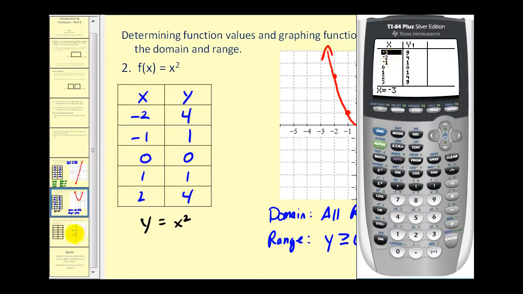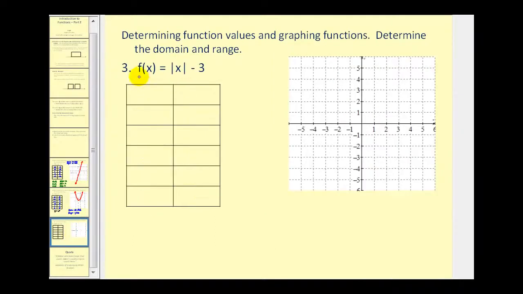Let's go and take a look at one more. Here we have f of x equals the absolute value of x minus 3. And again, if we want, we can rewrite this as y equals the absolute value of x minus 3. Let's go ahead and complete a t-table for this. Let's go ahead and use -2, -1, 0, 1, 2.